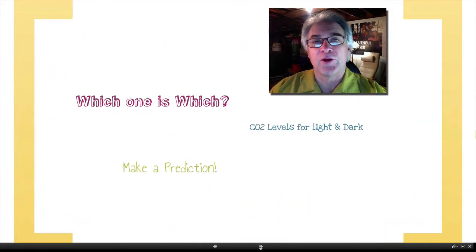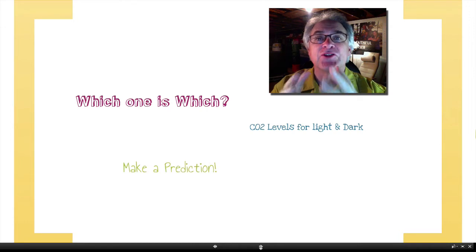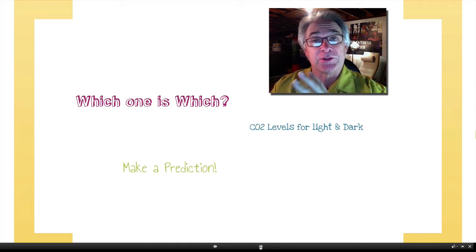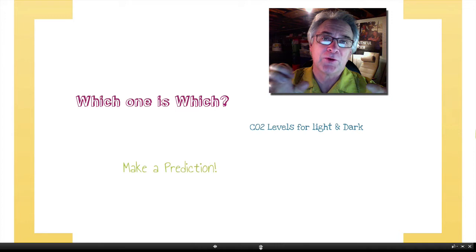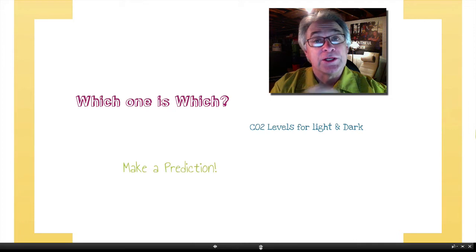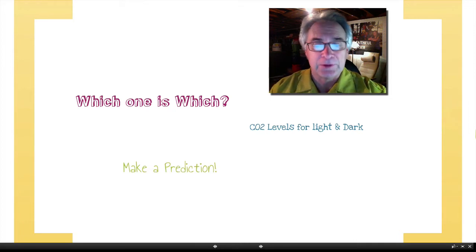First of all, you were supposed to make a prediction. What happens when light goes on plants? What's going to happen to the CO2 level? What we're really doing in this lab is trying to measure the amount of CO2 when a plant is exposed to dark and when it's exposed to light. So what happens to those levels? So what we all did is we made predictions, and then of course we're going to take a look at really what happened. So let's move on.